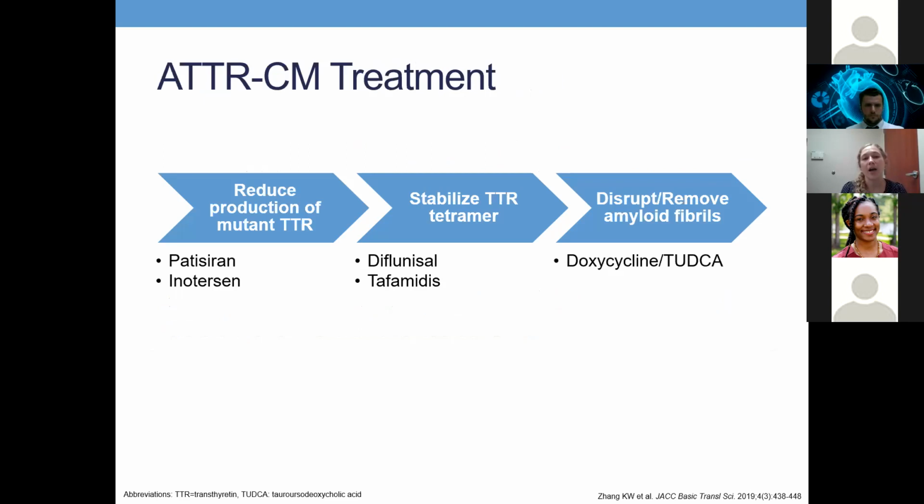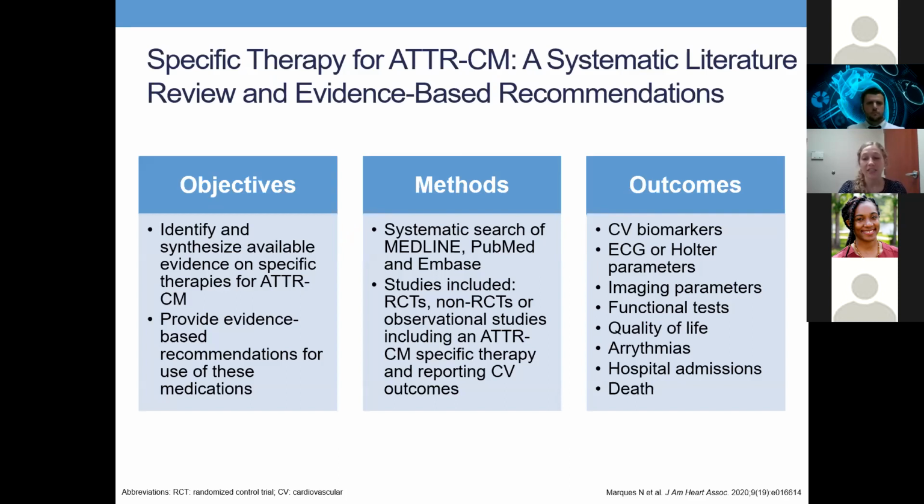So before we talk about cost effectiveness, we have to first assess efficacy. And I'm not going to spend a whole lot of time on this because this was talked about in the first part of the webinar, but there's basically three mechanisms we can target. We can either reduce the production of mutant TTR, we can stabilize the TTR tetramer, or we can disrupt and remove amyloid fibrils. And the associated medications for that are listed below. And now that we have TTR-specific therapies, it's really important that we analyze the available evidence and be able to provide evidence-based recommendations. And this was done in a 2020 systematic review.